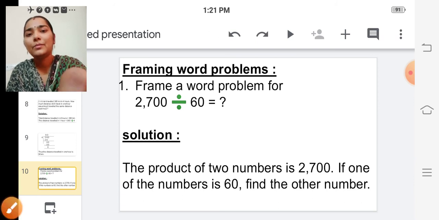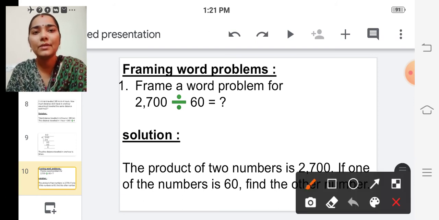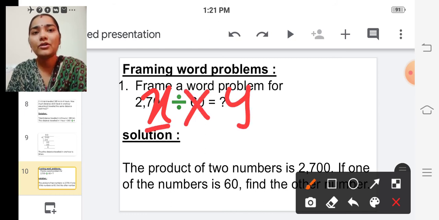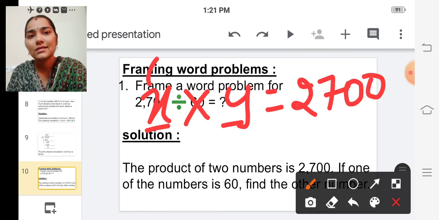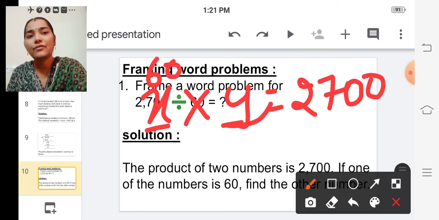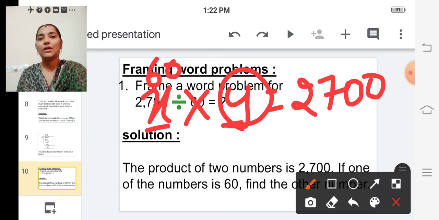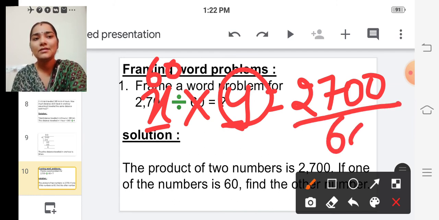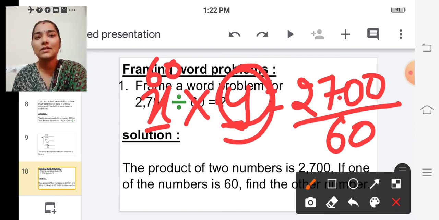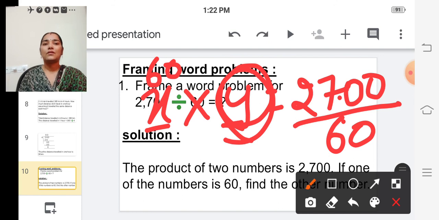If the product of two numbers, let the numbers be x and y. The product of two numbers is 2700 and one of the numbers is 60. So let's take x as 60, and we are going to find out y. For that, what we have to do? We have to divide this 2700 by 60. Then we will get the answer y.